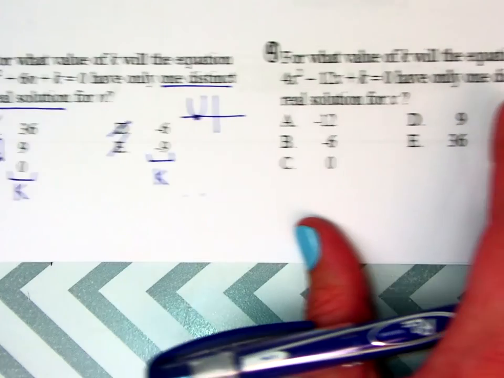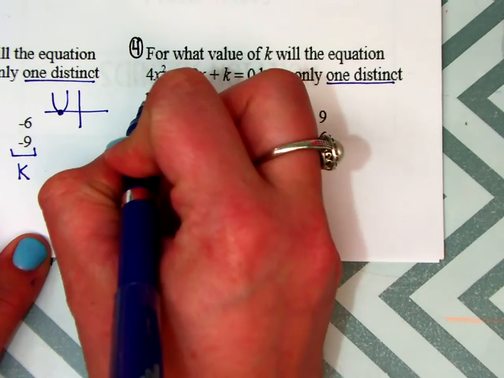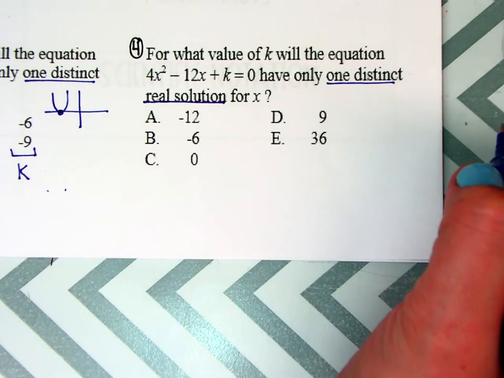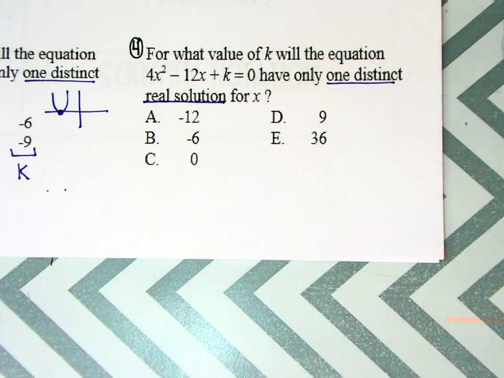Okay, next one. For what value of k will the equation yield only one distinct real solution for x? Okay, for x. So in this problem, I just have the answer written down. So let me test it real fast because I wonder if it's a mistype and it should say k. You know, it wouldn't be an applied math worksheet if it didn't have an error on it.